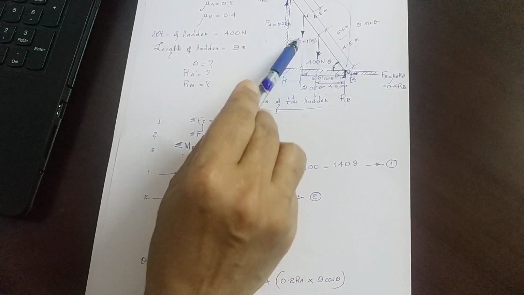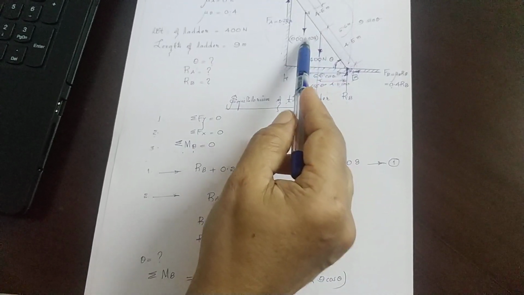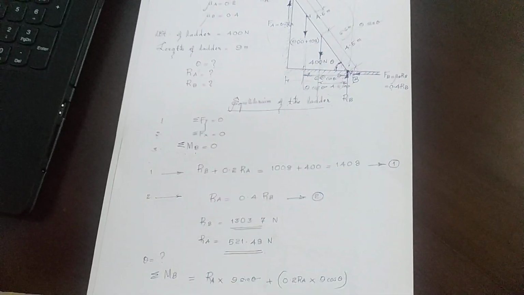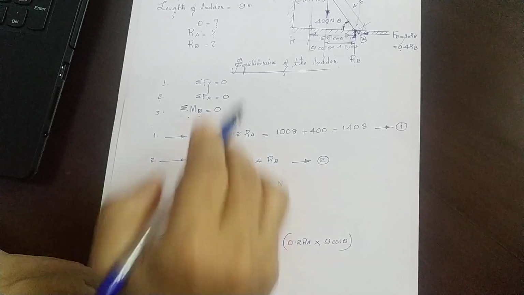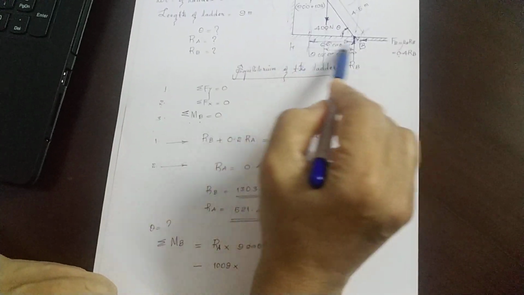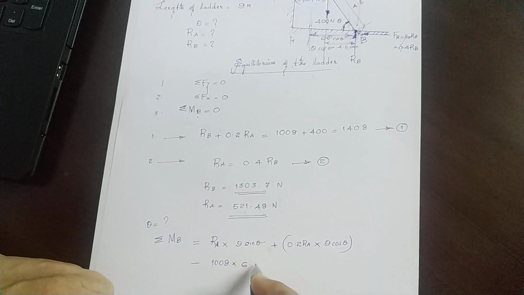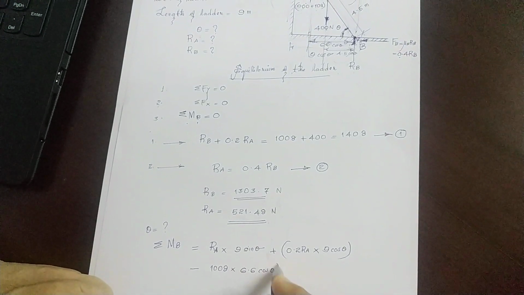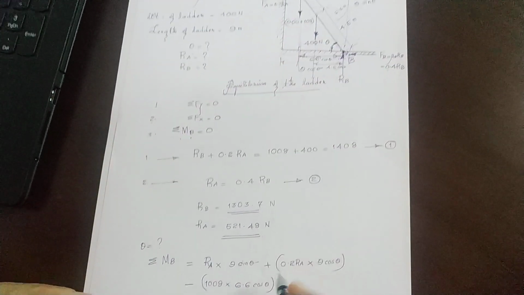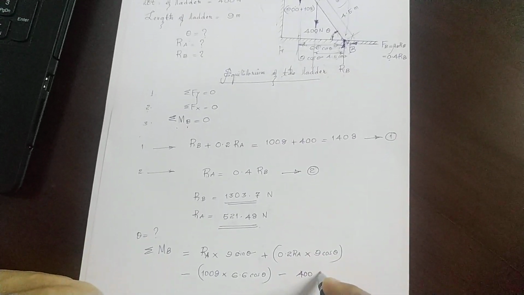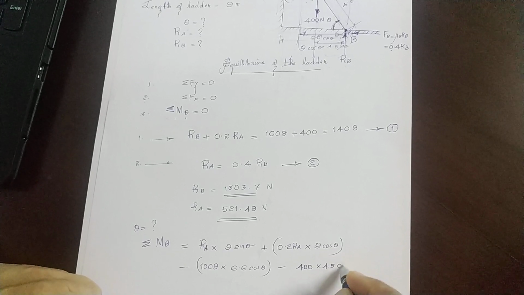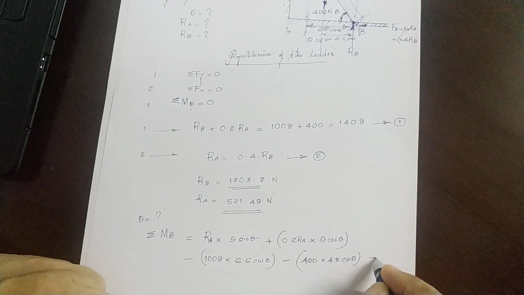Now, what's the moment of 900 plus 108, or 1008, about B? It is anti-clockwise. So it is minus 1008 into the distance, 6.6 cos theta. The moment of 400 Newton is again anti-clockwise, minus 400 into 4.5 cos theta, is equal to 0.